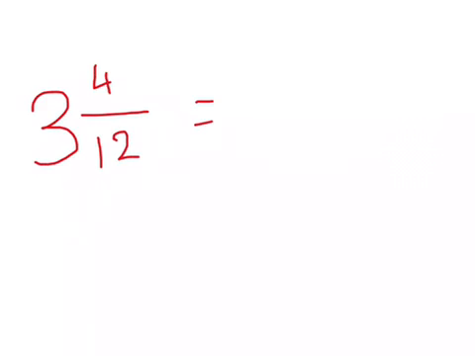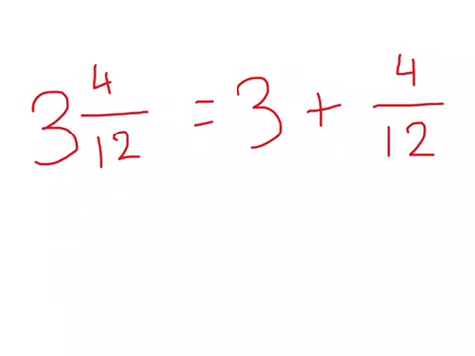All right, let's look at mixed numbers now. A mixed number is when we have a whole number with a proper fraction. What that actually means is 3 plus 4 over 12. You have 3 wholes plus the fraction, which is 4/12.